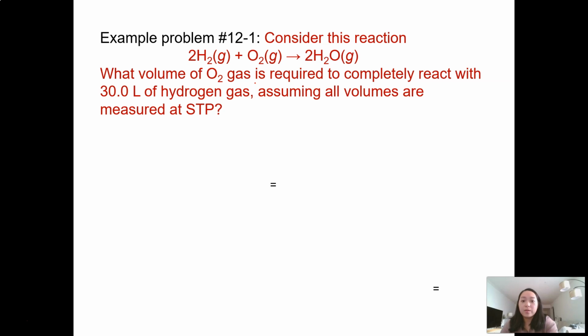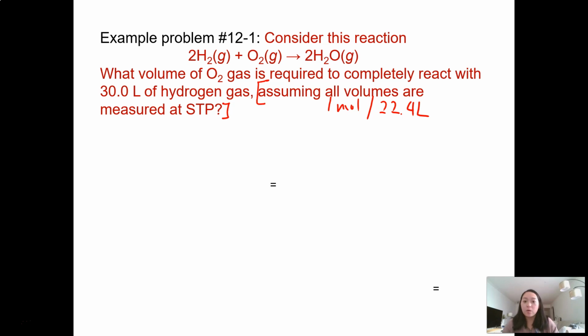atmosphere. This piece of information, like I mentioned before, is important because knowing this information will allow you to use the conversion factor of 1 mole occupies 22.4 liters. Now, if we didn't have that assumption, we wouldn't be able to use that conversion factor. So let's get into how you actually tackle this problem.